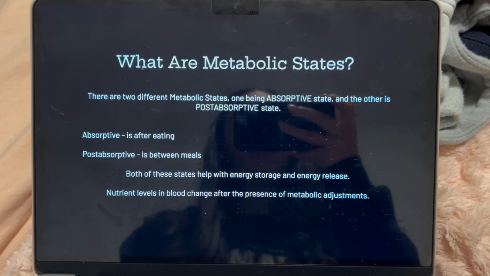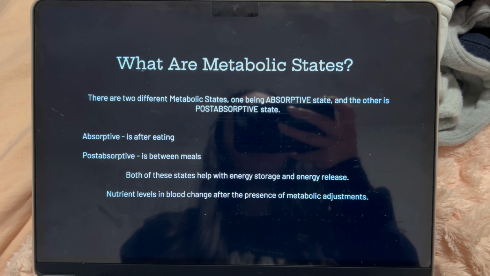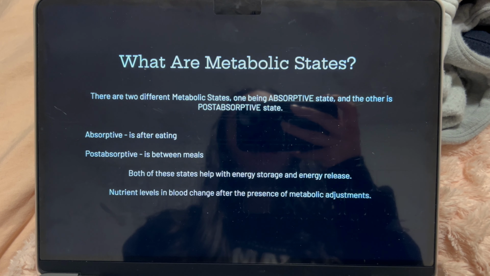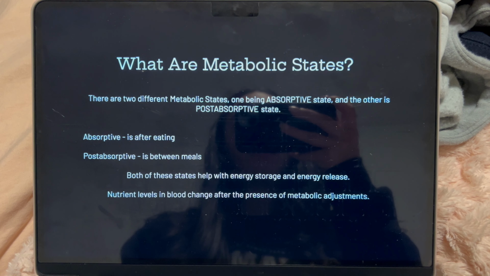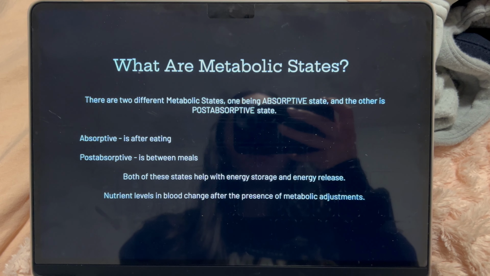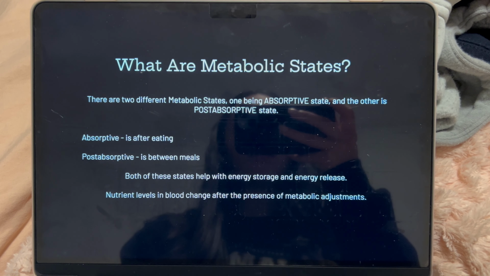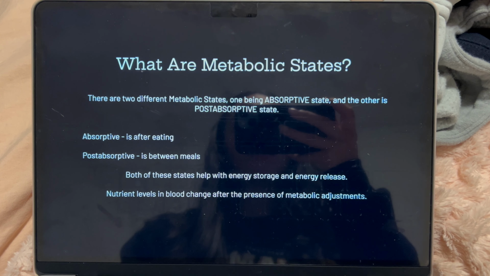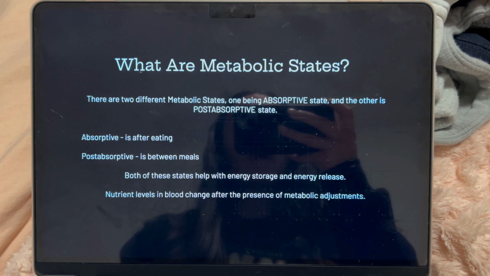There's the absorptive state and the post-absorptive state, and absorptive is basically just after eating. It ranges by time and how it affects the body, which we will get into in a little bit. Post-absorptive is in between meals, so that waiting process of when should I eat next and when should my next meal be.